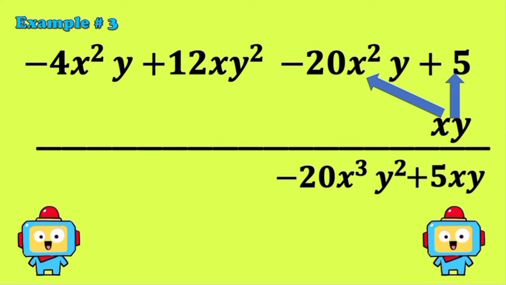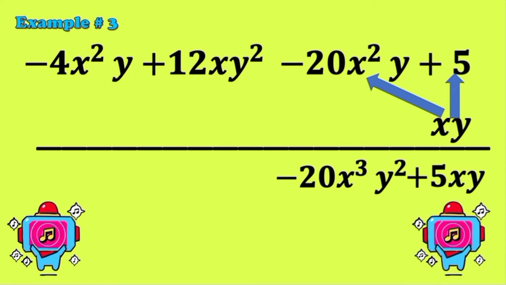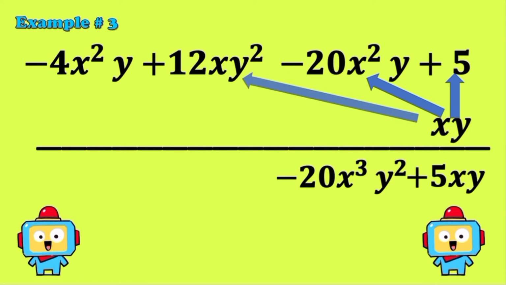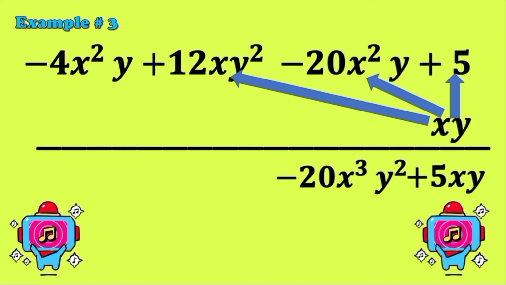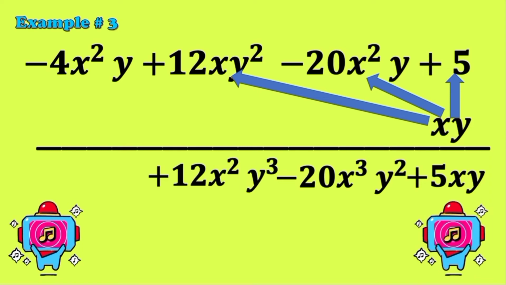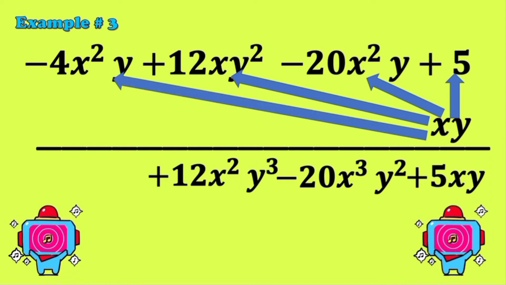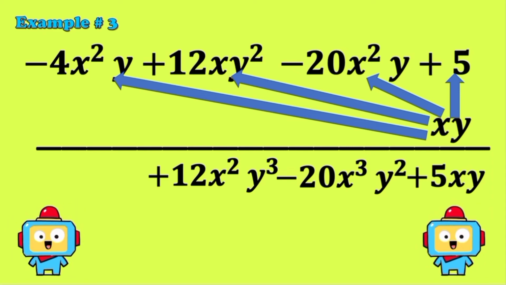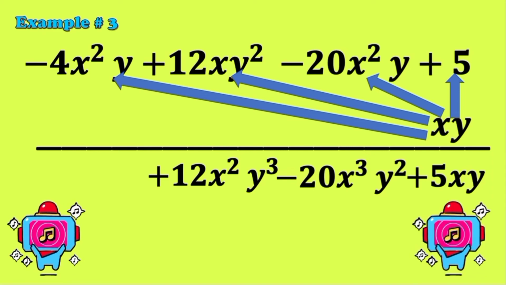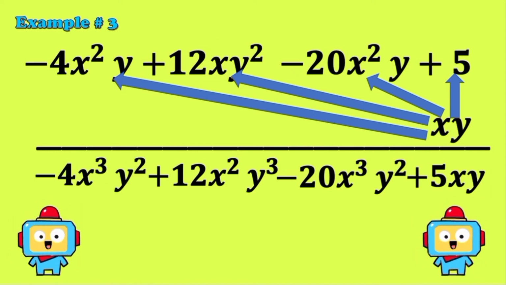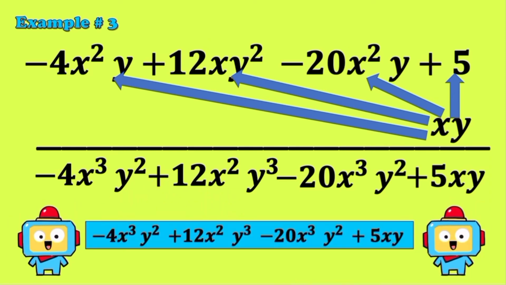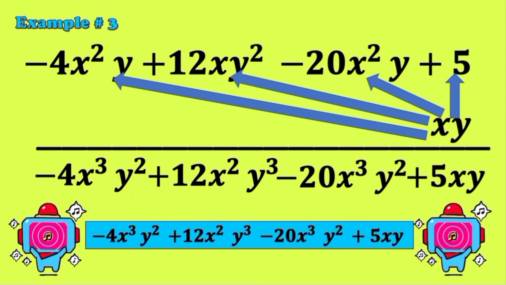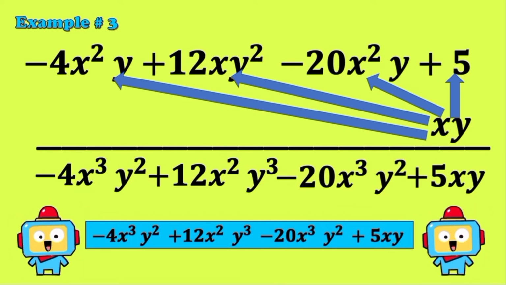That is negative 20x cubed y squared. Now let's multiply the third term, 12xy squared times xy. And that is 12x squared y cubed. Lastly, multiply the fourth term. Multiply negative 4x squared y by xy. That is negative 4x cubed y squared. In this case, there are no similar terms. Our final answer is negative 4x cubed y squared plus 12x squared y cubed minus 20x cubed y squared plus 5xy.